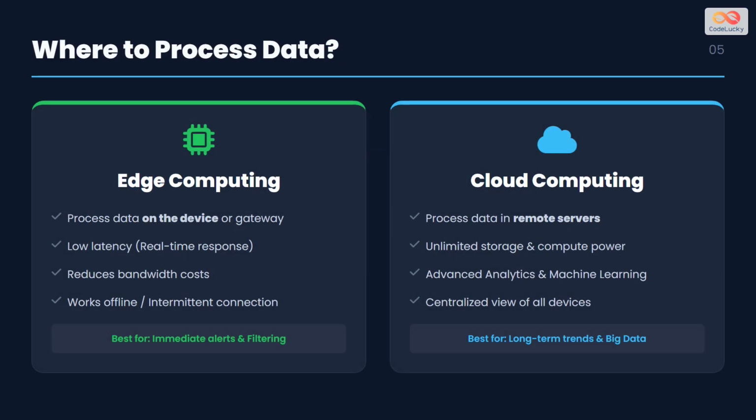A big question is where to compute this data. Edge computing means processing it right on the device or gateway. This is great for real-time alerts because it is fast and works offline. Cloud computing means sending it to massive servers. This is better for analyzing long-term trends and running complex machine learning models across all your devices.